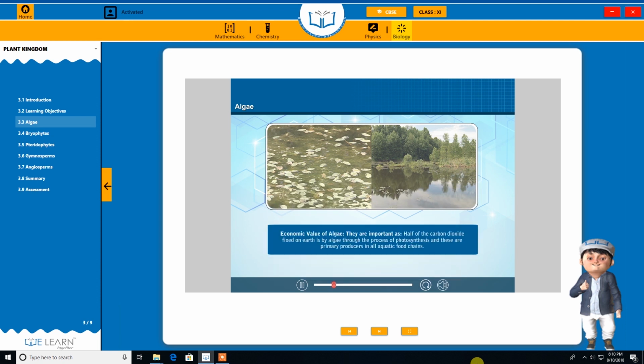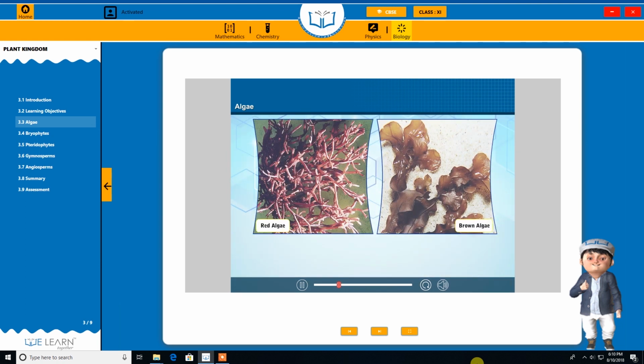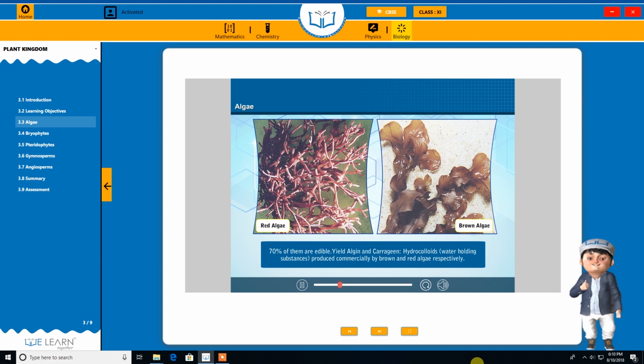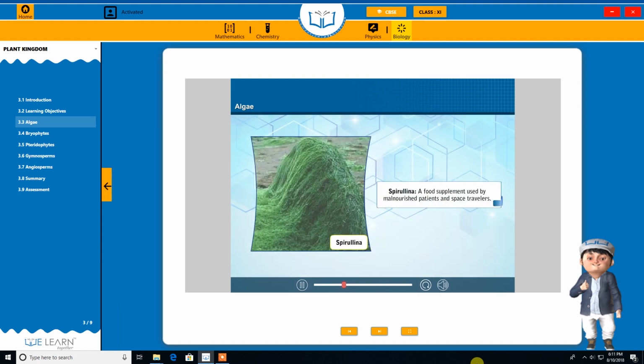Economic value of algae. They are important as half of the carbon dioxide fixed on Earth is from algae through the process of photosynthesis, and these are primary producers in all aquatic food chains. 70% of them are edible, and they yield algin and carrageen, hydrocolloids, which are water-holding substances, produced commercially by brown and red algae respectively. Spirulina is a food supplement used by malnourished patients and space travelers.